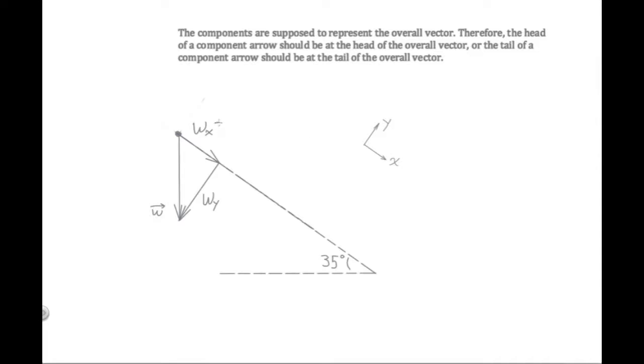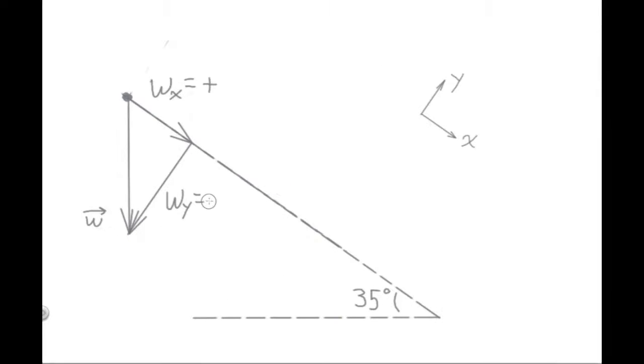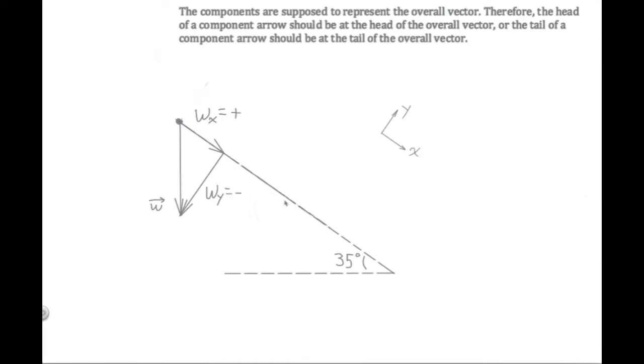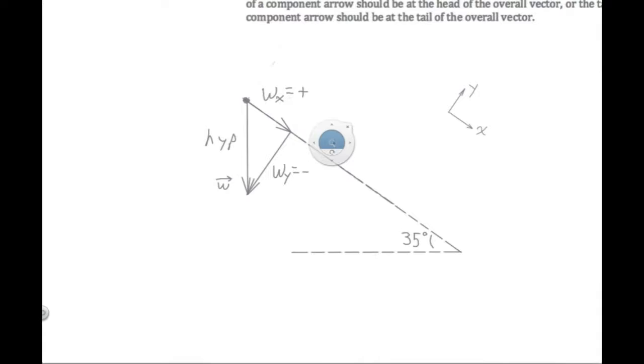Now we should figure out the signs on these components before we figure out the magnitudes. Wx is pointing in our positive x direction, and Wy is pointing in our negative y direction. We can say that this side is the hypotenuse. Why is this the hypotenuse? Because it's opposite from the 90-degree angle. And I guess before we can do anything else, we have to figure out some of these little angles inside this triangle. We need to do geometry.